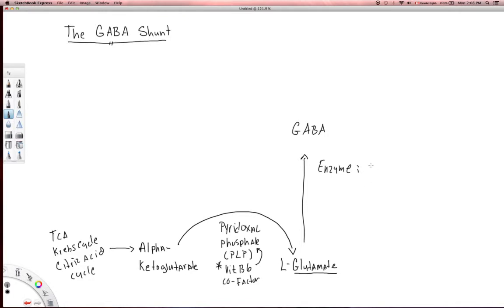So what I will do here is I'll write that. Glutamic acid decarboxylase, or GAD. We can call that GAD. And this also uses a cofactor, PLP. Vitamin B6 is also needed in this process as the other cofactor.